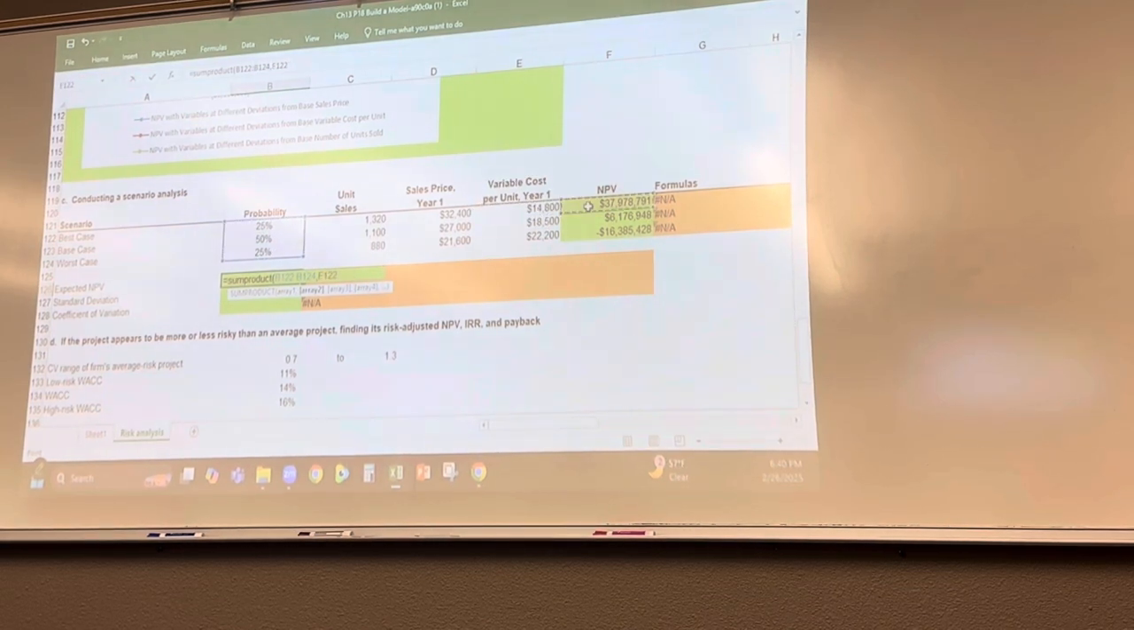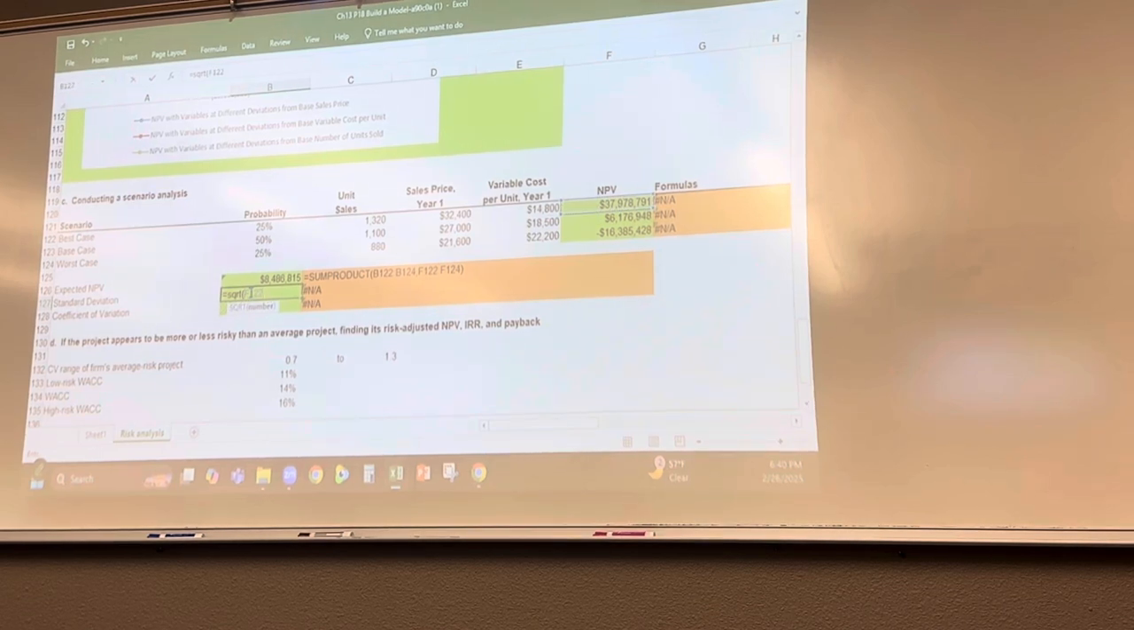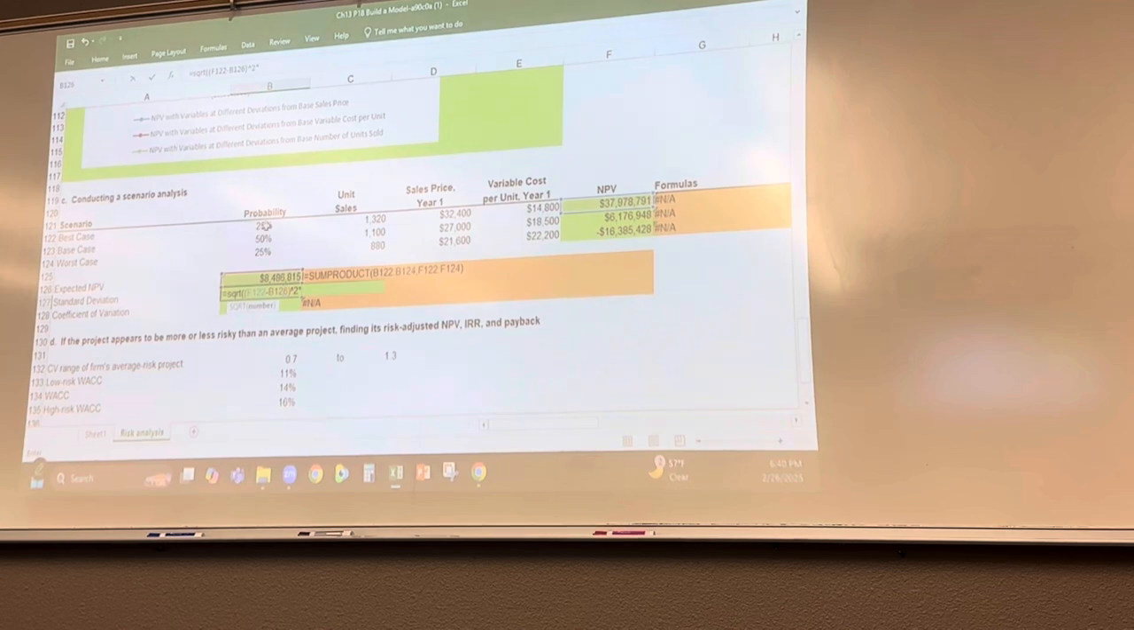Then my expected NPV is, just like we started this, the sum of the probabilities times the NPVs. So 25% times 37 million, plus 50% times 6, et cetera. My expected NPV now is 8.5 million or thereabouts. My standard deviation is the same calculation I did at the beginning of this class, where it's the value minus the expected value, squared, times the probability.